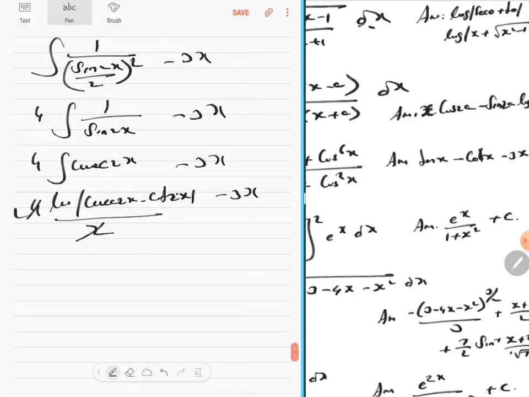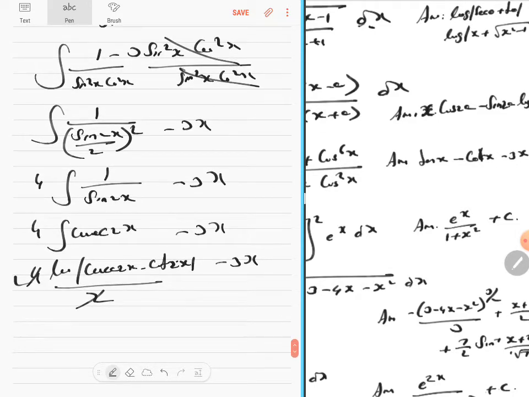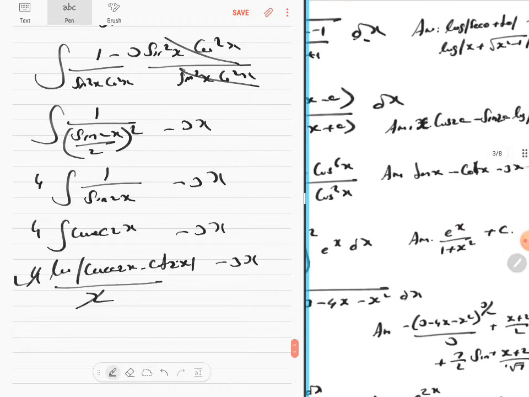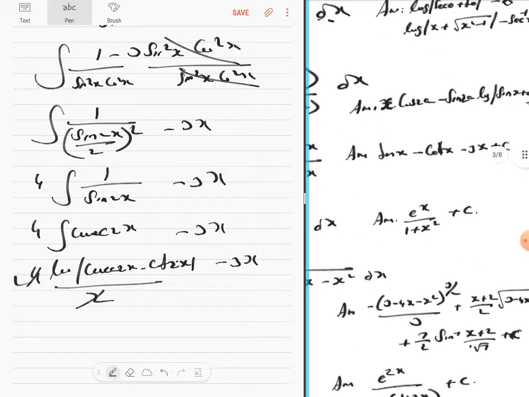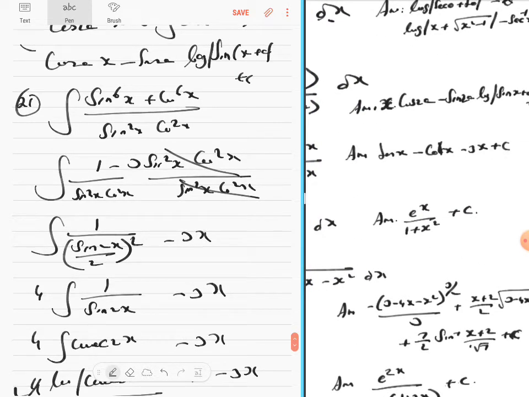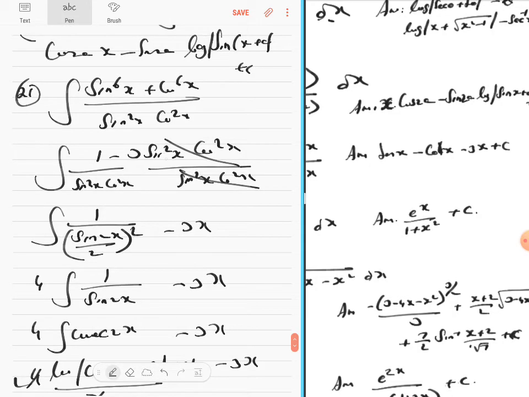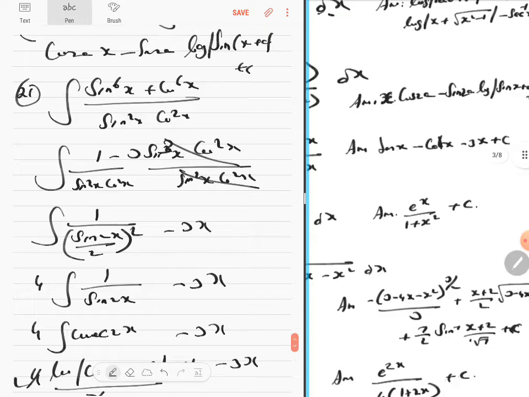So I get it like this, and there's definitely a log, and this answer that I've written here does not even consist of any log. So that is my problem. So should I adopt this method? Do you know that 1 minus 3 sin square x cos square x, sin to the power 4x plus cos to the power 4x is 1 minus 2 sin square x cos square x. Yeah.